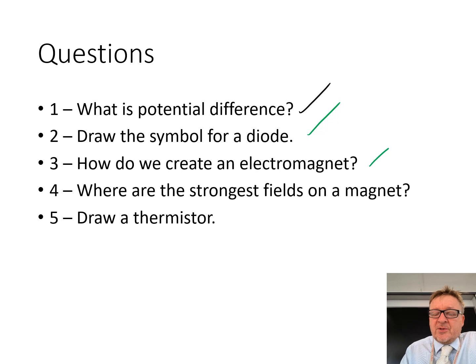Number 3, how do we create an electromagnet? Number 4, where are the strongest fields on a magnet? Number 5, draw a thermistor. Now those questions are reasonably straightforward.